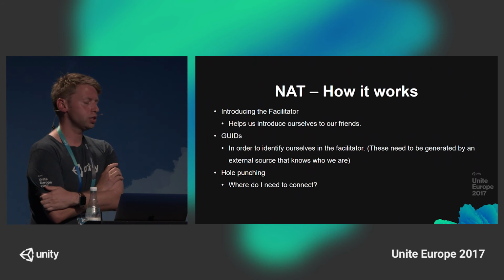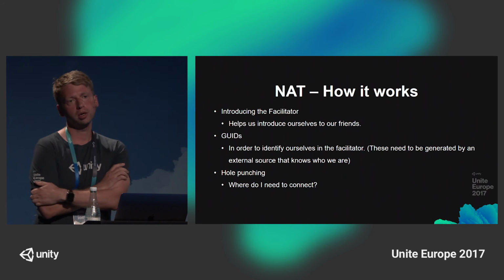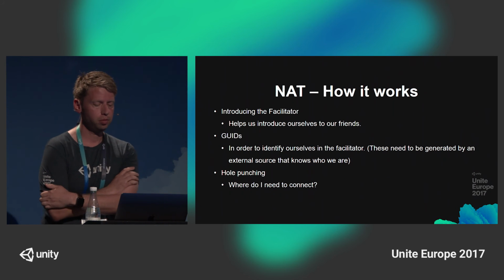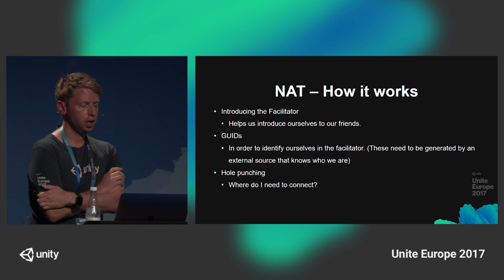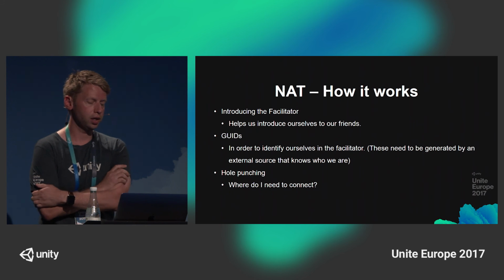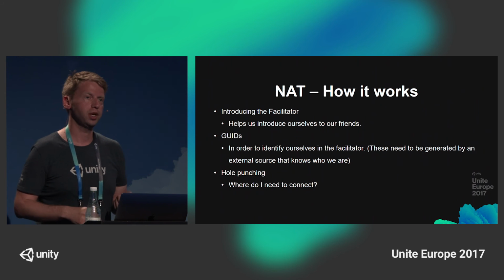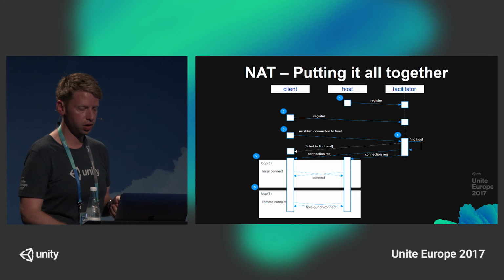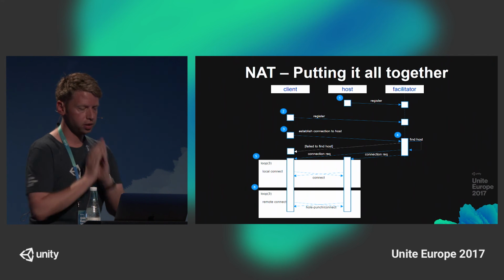So in order to accomplish this, we're running a facilitator on our backend with a good authentication mechanism. And we rely on NAT punch-through, which is hole punching, basically. And there's a diagram here that I have.